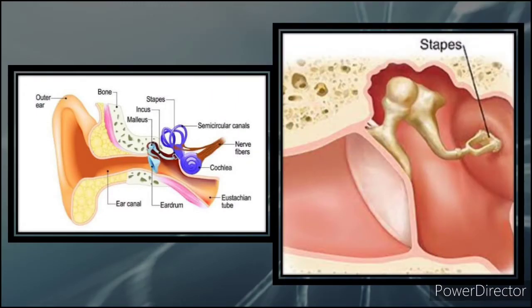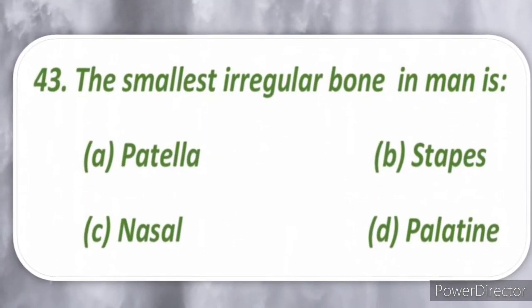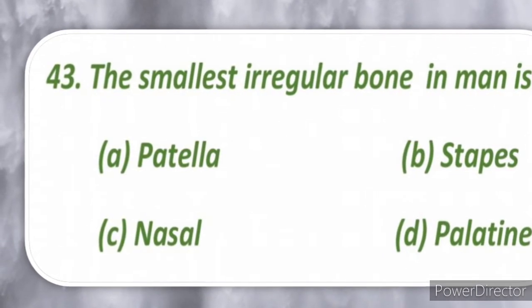The ear consists of outer ear, middle ear and inner ear. The middle ear consists of 3 ear ossicles. What are those 3? Number 1 malleus, number 2 incus, number 3 stapes. Among these 3 bones, stapes is the smallest bone, which is irregular. So here the answer is stapes.